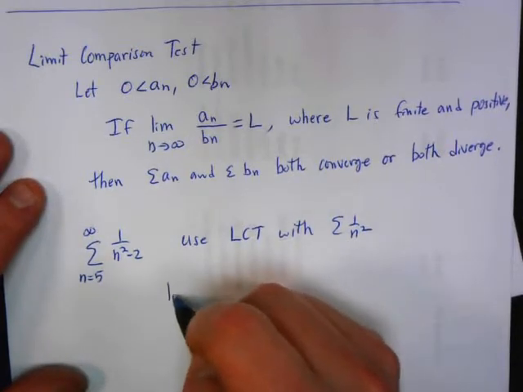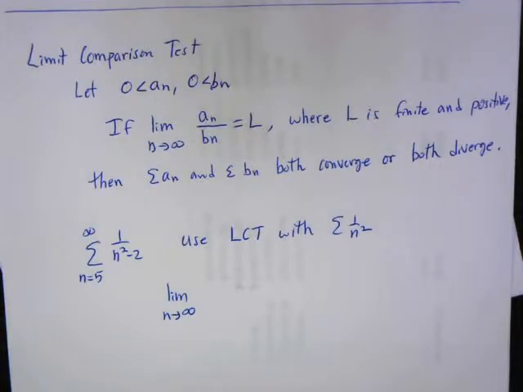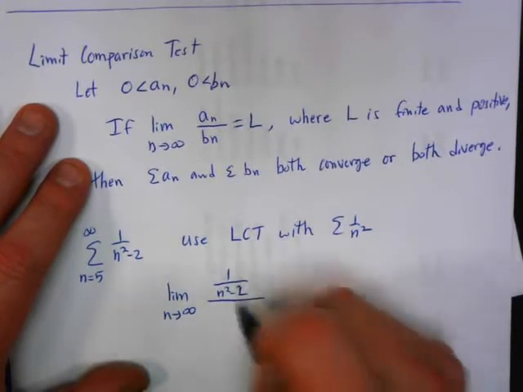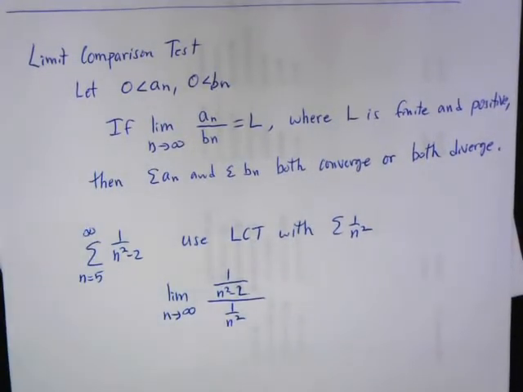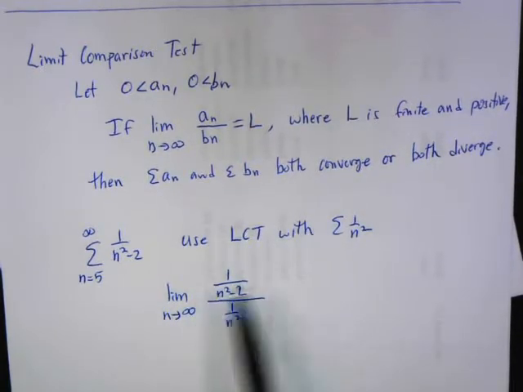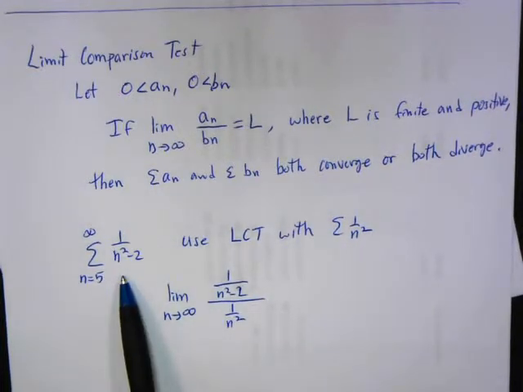I now take the limit as n goes to infinity. Which one's a_n and which one's b_n? The original would be a_n. Truth is, it doesn't matter. Whichever one you like. The original's a_n, so 1 over n squared minus 2 divided by 1 over n squared. If that limit is a number other than 0, because it has to be finite and positive, then since I know this one converges, that tells me the other one will also converge. They both do the same thing.